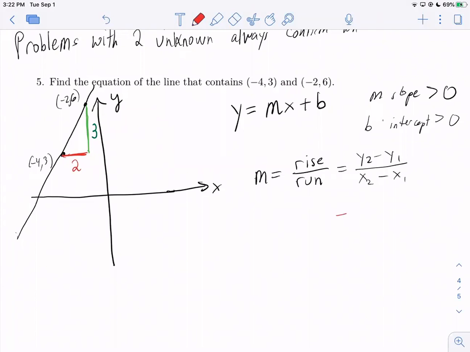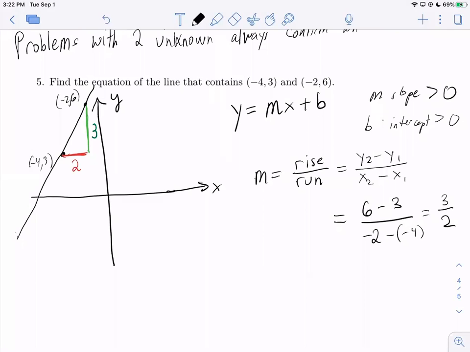You get 6 minus 3 all over -2 minus -4, which is just going to be 3 over 2.